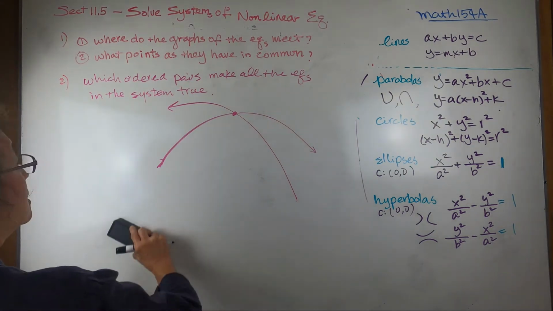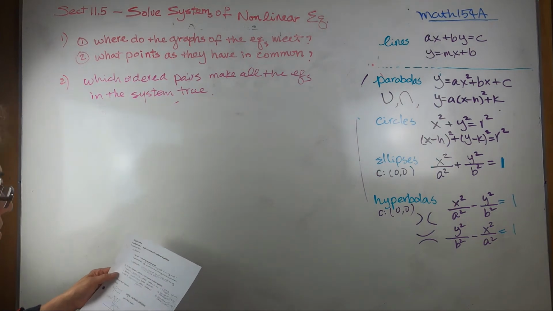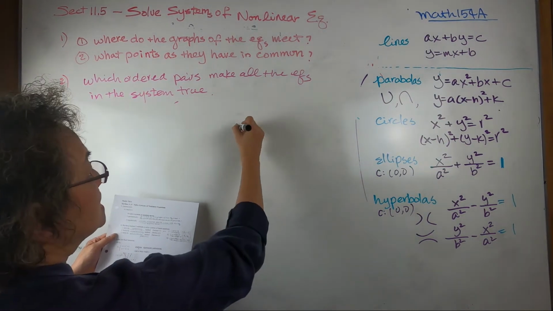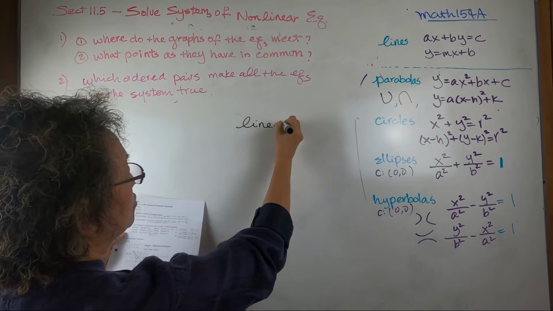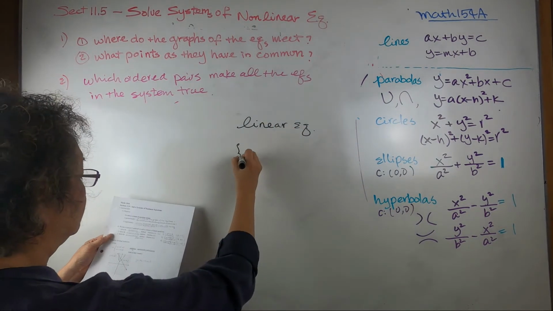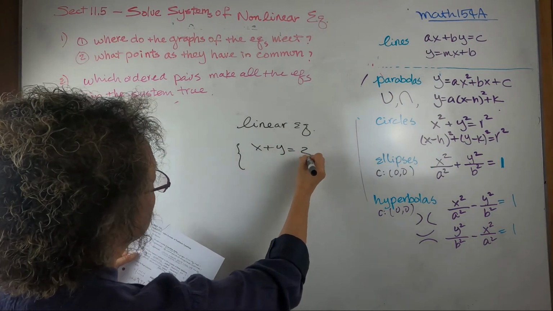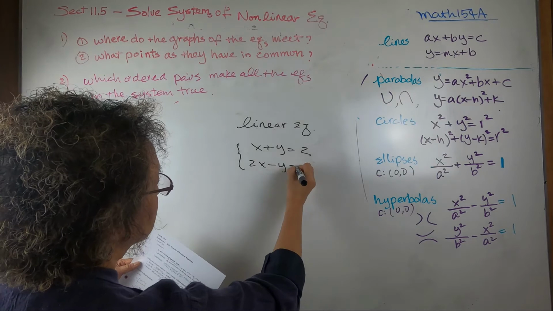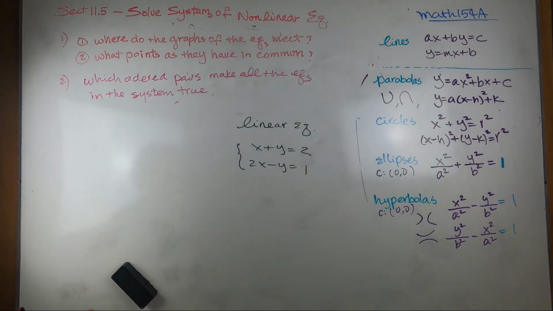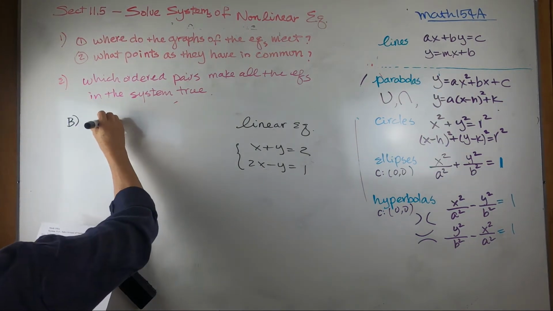So when we solve a system of equations, what did we do? The linear one in your 152B class, right? Like x plus y equals, say, 2, and 2x minus y equals, say, 1. What kind of method do we use? We used one is what?